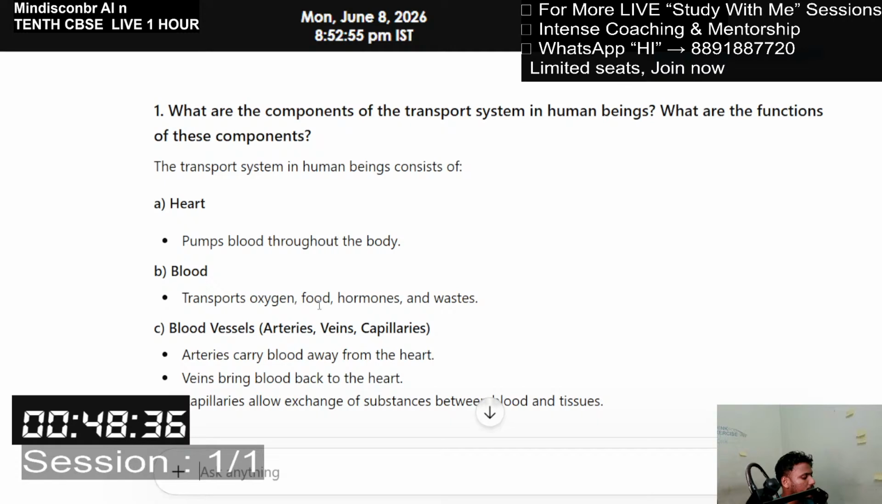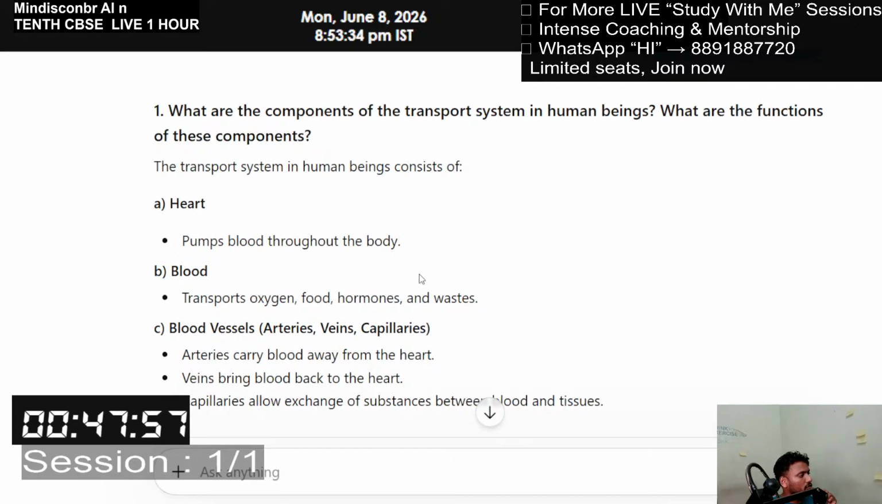So in human beings, the components of the transport system include mainly heart, blood and blood vessels. The heart pumps the blood throughout the body, and blood vessels include arteries, veins and capillaries. Arteries, what will arteries do? Think about the pulmonary artery. The pulmonary artery will pump blood from the heart to the lungs. So arteries help in pumping of blood from the heart, whereas veins help in bringing blood to the heart.